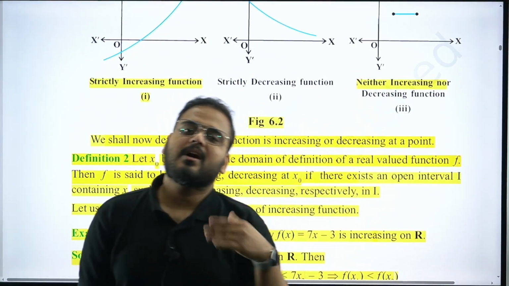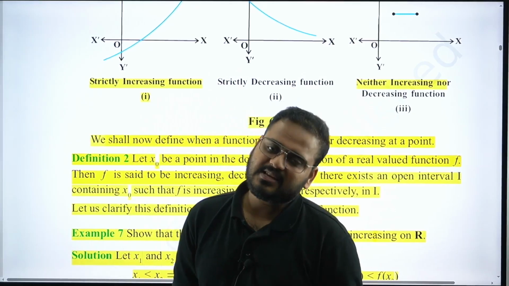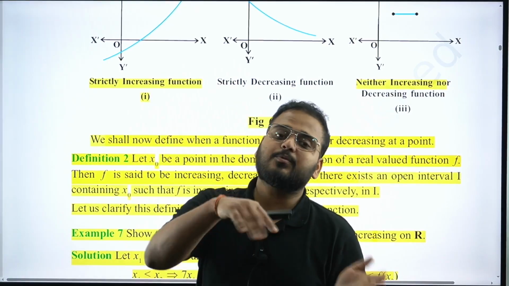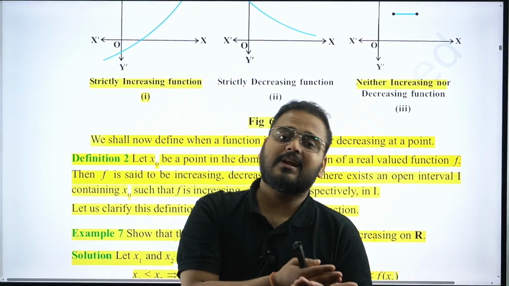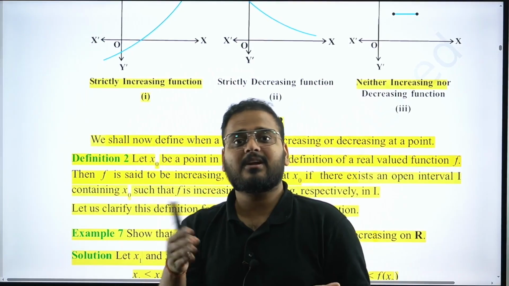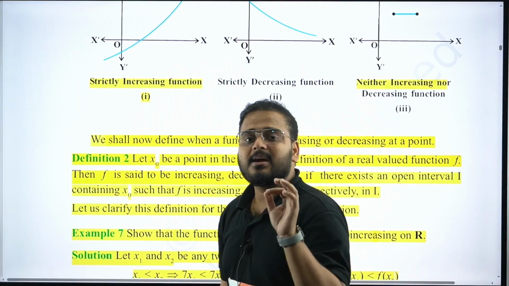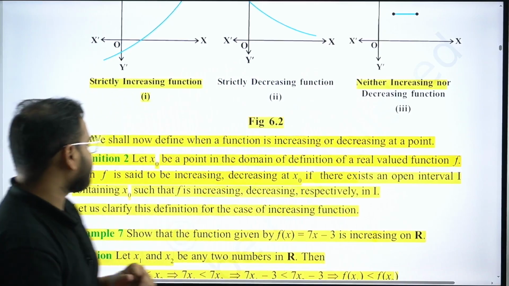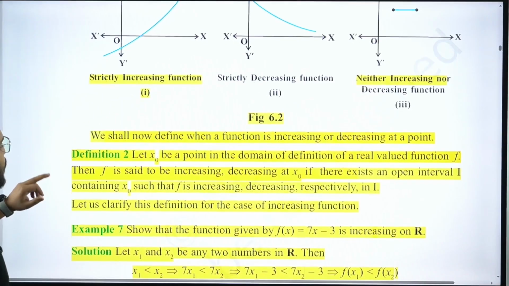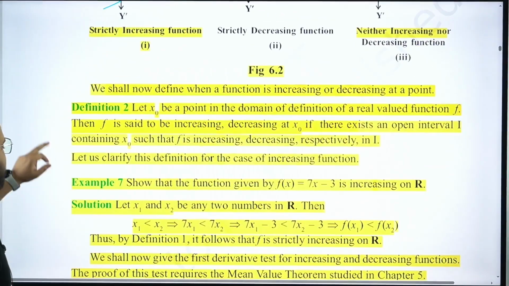x1 greater than x2, f(x1) greater than f(x2) means increasing. Opposite means, the inequality is opposite, let's say x1 less than x2 and we have f(x1) greater than f(x2). Opposite, right? It means it will be a decreasing function, okay? Chaliye. So definition 2 is very important again. Example number 7 I have marked over here.